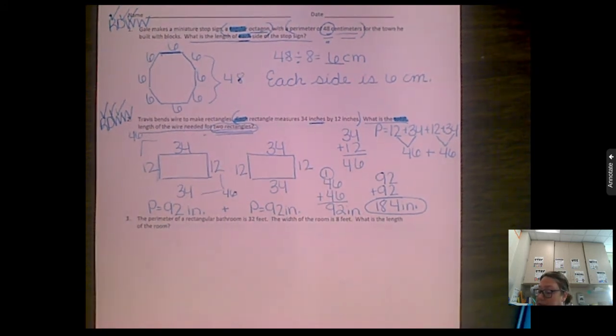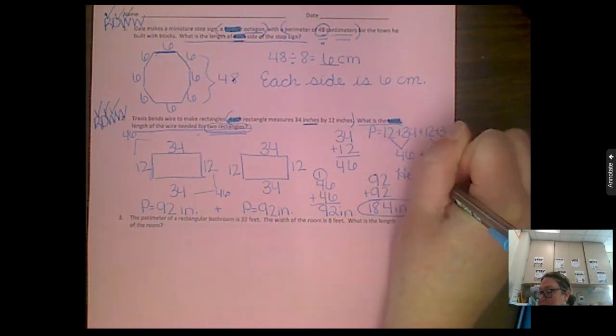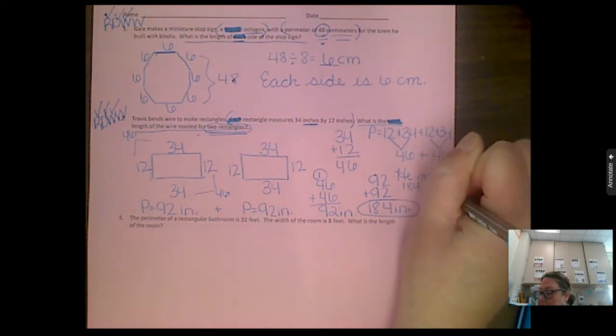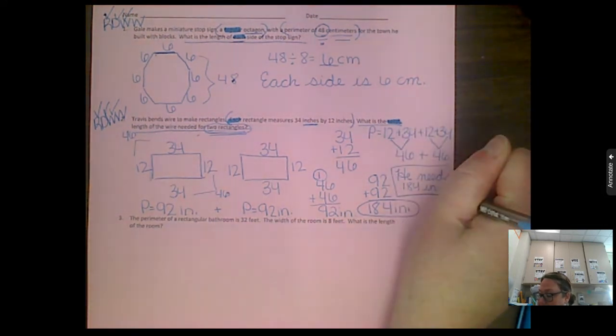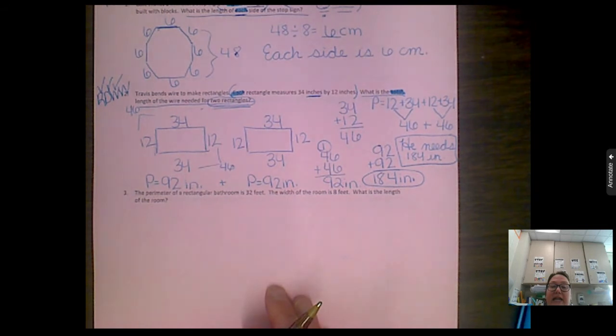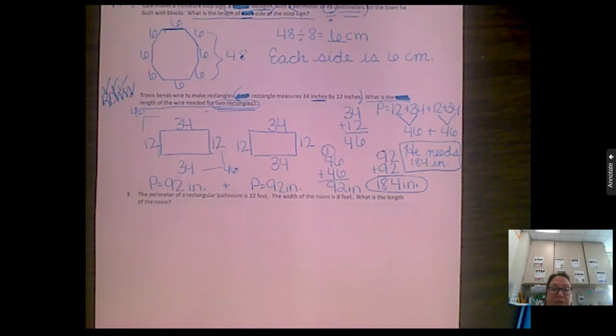We don't have much room. I'm going to have to squeeze it in tiny. What is the total length of wire? So he needs, I'm going to squeeze it in right in here. So he needs 184 inches. You see that in there? I just squished it right in there. He needs 184 inches. We'll just keep it nice and short since we don't have a ton of room. Alrighty, when you're ready for number 3, you can join me. If you're still on number 2, you can pause your video and finish up.